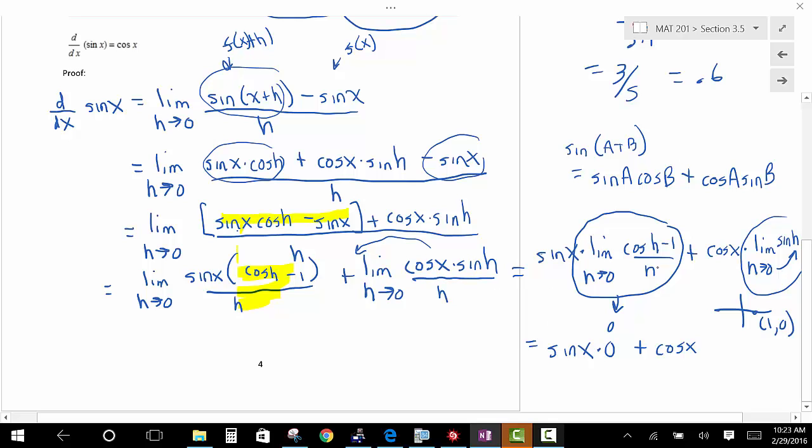All right. So what you end up having then is this part right here. If you look at this part right here, didn't we learn that the limit of sine x over x was 1? So what you end up having is this. Now we have 0 plus cosine x, so it's equal to cosine x. Now we're done. That's your proof. Sorry about that. Isn't that cool?